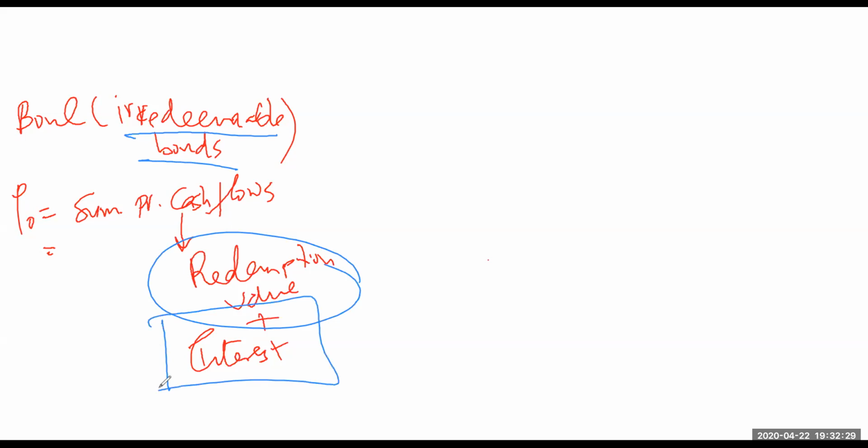Therefore, the market value, P naught, will be the sum of present value of the interest you'll be getting. Since this bond is irredeemable, the interest you'll be getting is from year 0 to infinity. And since the interest does not grow, these are not like equity dividends. These are fixed. Don't forget the interest on bonds is fixed.